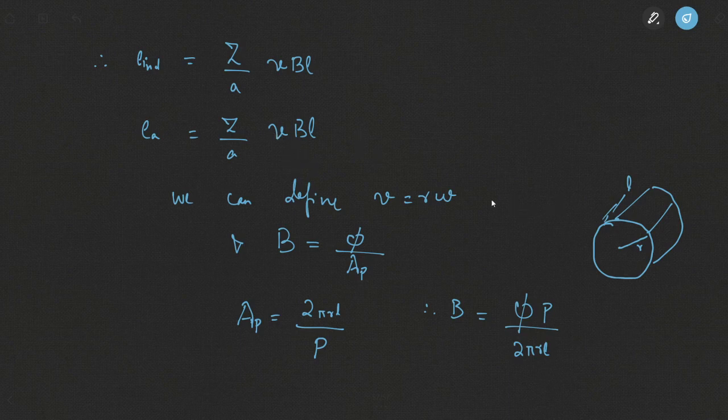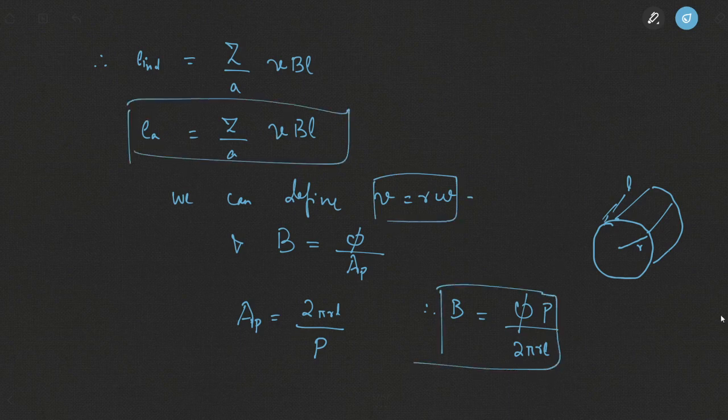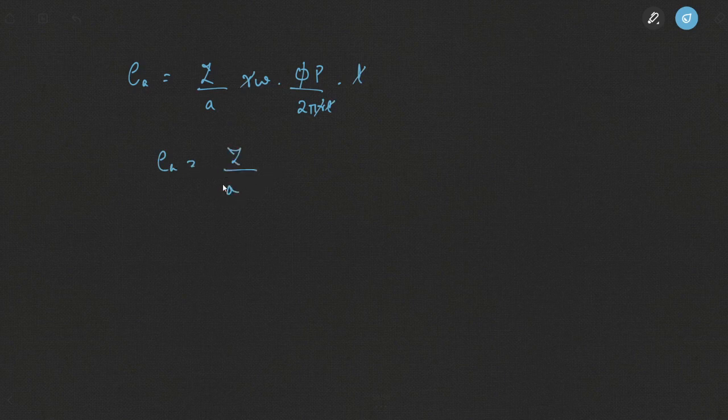v is equal to R omega. Substituting both these values into the equation, EA will be equal to Z divided by A, instead of v you have R omega, and instead of B you have phi P divided by 2 pi RL, into L. L and L cancel, R and R cancel. So you are left with ZP divided by 2 pi A into phi into omega.